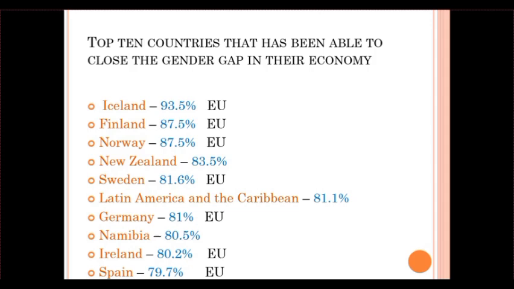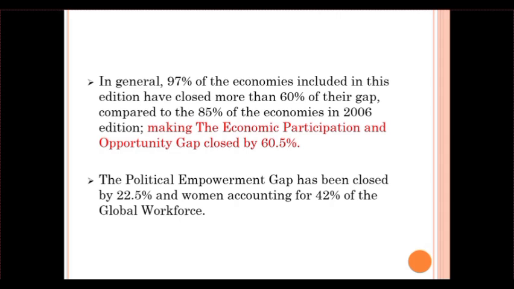And if you notice, the first country listed is just 93.5% into achieving gender parity. That is a lot of progress, I must say. But then, like I have been saying, there is still work to be done.